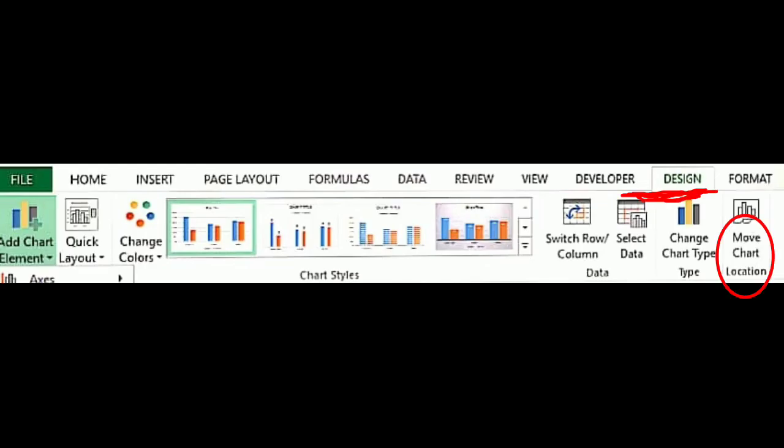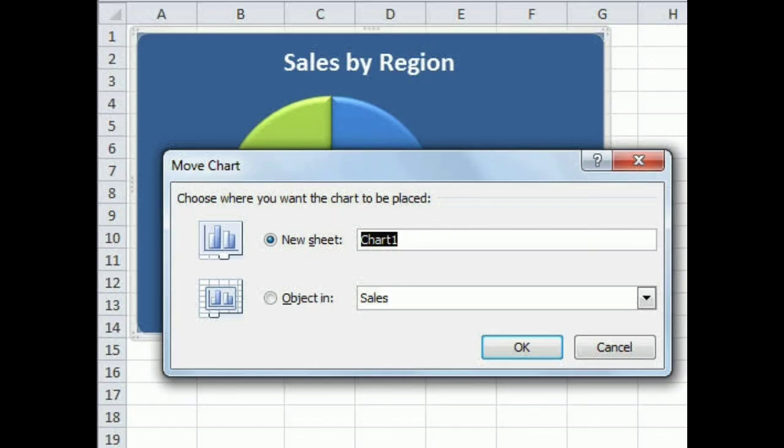Okay, first step is you have to click anywhere inside the chart, and second step is you have to click on the design tab. Third step is in the location group, click on the move chart option. See, it has been marked over there. Once you click on the design tab, the location group is present, and you have to click on the move chart option. Once you click on the move chart option, the move chart dialog box will appear.